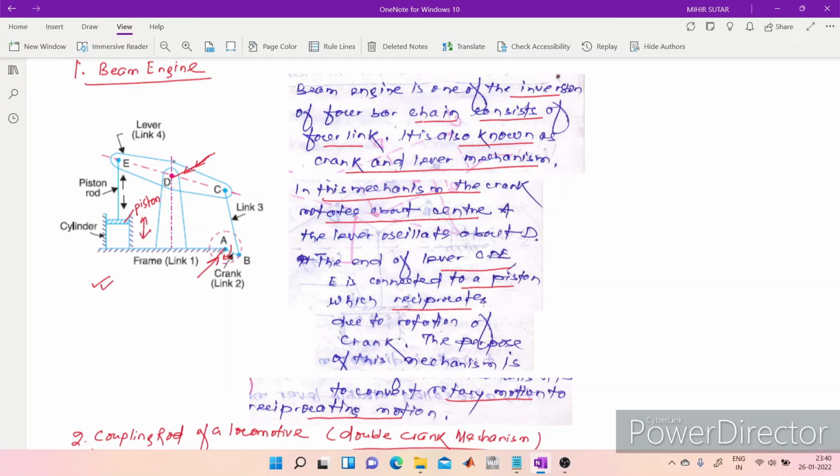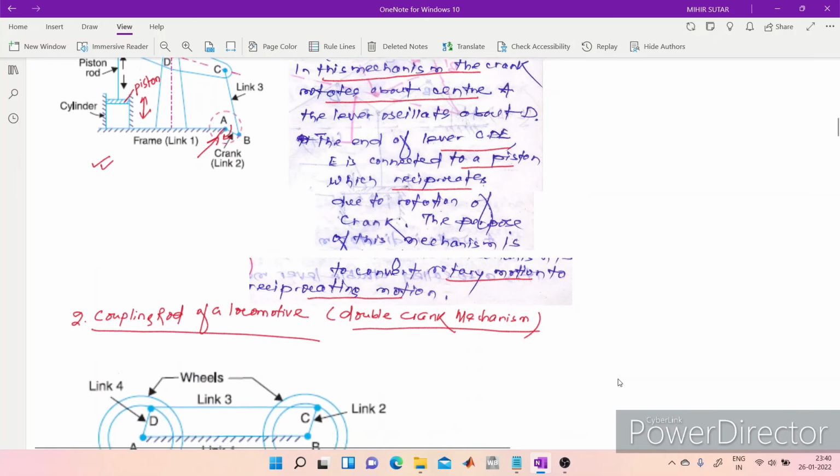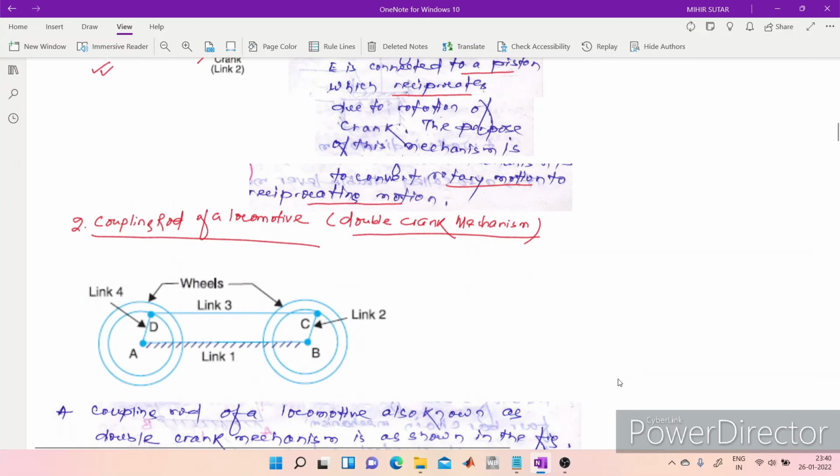Okay, it is known as beam engine. Now the second possible inversion of 4-bar chain is coupling rod of a locomotive. This we might have come across in our practical life, and it is also called a double crank mechanism. All of you might have seen a rail engine, a rail bogie also.